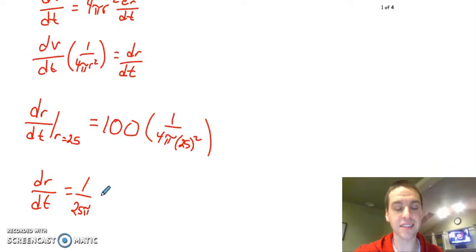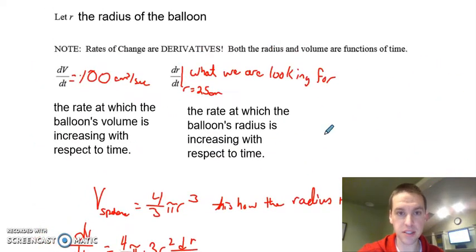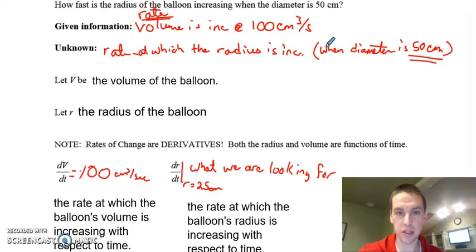Now, what is this labeled then? Well, it's labeled at, go back up here, centimeters, okay?